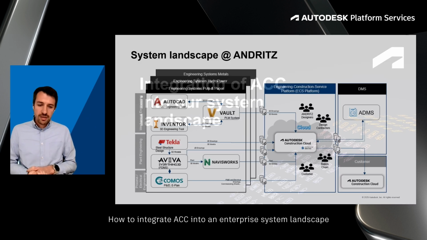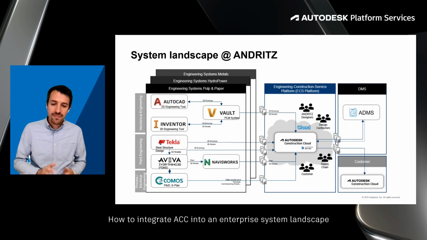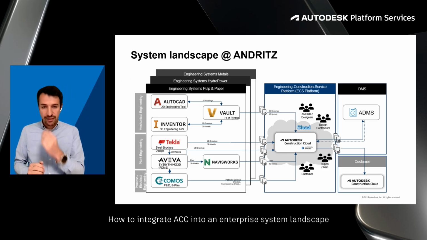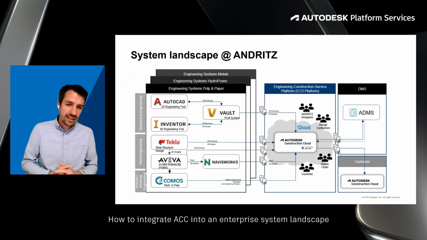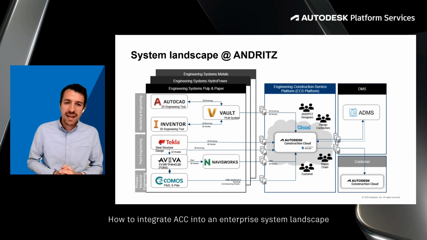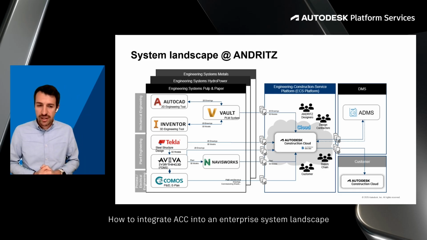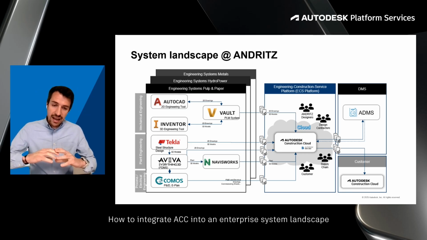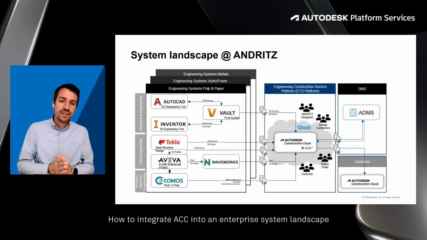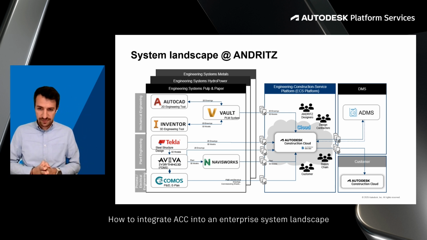As mentioned in the beginning, ANDRITZ has multiple business areas. Each of them has its own engineering stack for the different disciplines. As an example here, within pulp and paper, the mechanical engineering, mainly via Autodesk products, AutoCAD, Inventor, plant engineering, 3D plant engineering, mainly Aveva, E3D, and process engineering, Comos. And data of all of these systems need to be available in ACC for collaboration.